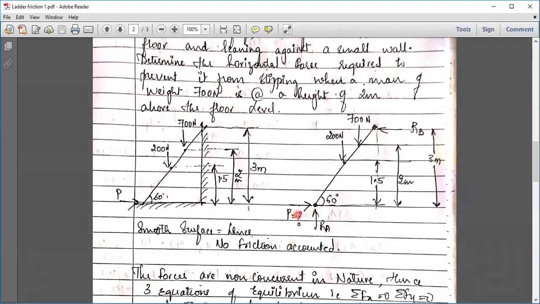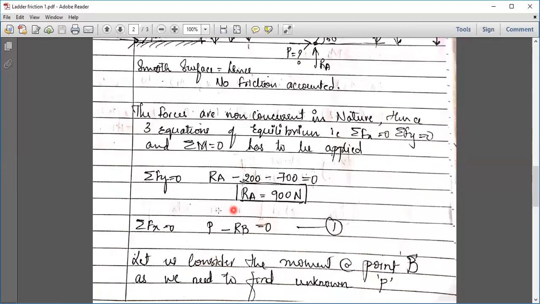Then summation F of x equal to 0. X is the horizontal force. One is this, another is this. So plus P minus Rb is 0. Both of the values are not known, so I will call it equation 1. Now I have to apply the third condition of equilibrium, that is summation M equal to 0.